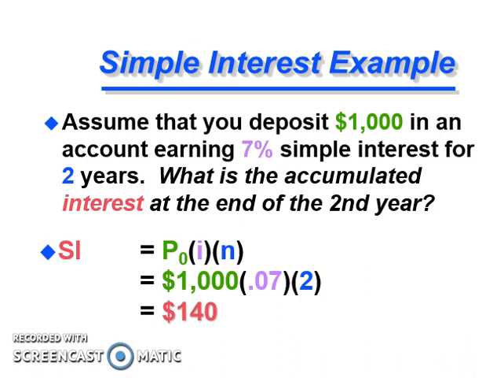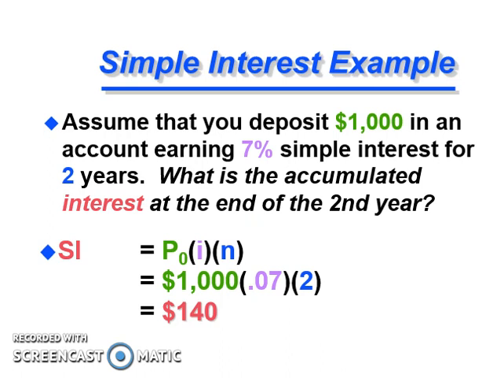Assume that you have deposited $1,000 in an account earning 7% simple interest rate for 2 years. What is the accumulated interest at the end of the second year? To calculate this amount, we will follow the simple formula that we learned in the previous slide. Simple interest is equal to principal amount at time 0. If you notice, it is 0, which shows that the time period is the current time period. This particular year is considered as P naught, multiplied by the interest rate that has been given in this scenario multiplied by the number of years.